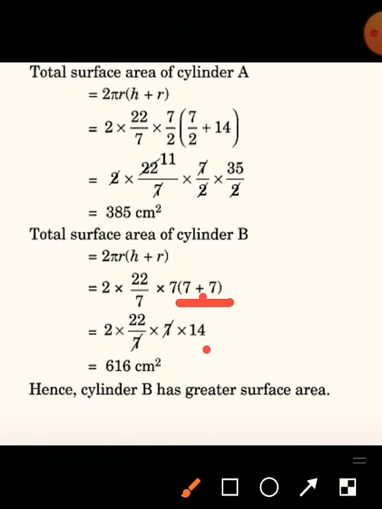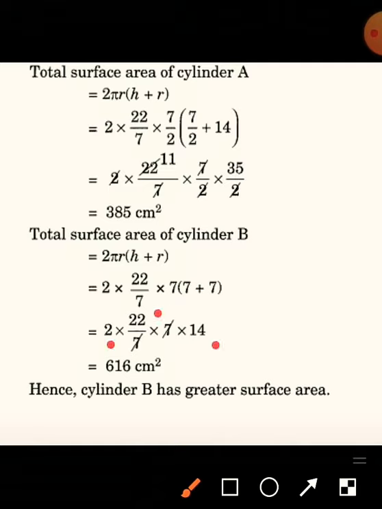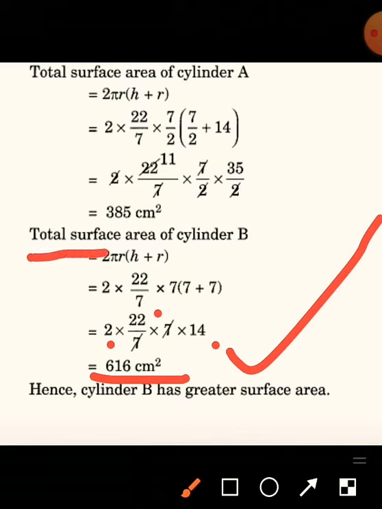So 2 into 22 upon 7 into 7 into 14. Now doing cancellation, so 7 and 7 cancel. Other cancellation is not possible now. So we are left with 2 into 22 into 14. So we will multiply these three, and our final answer will be 616 centimeter square. So the total surface area of cylinder B will be 616 centimeter square.